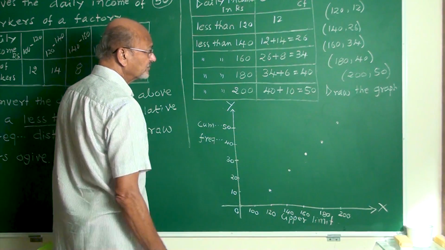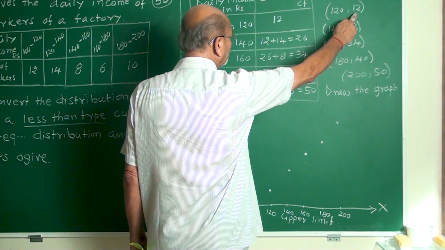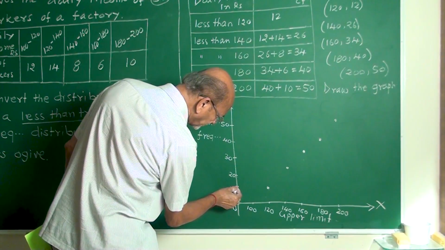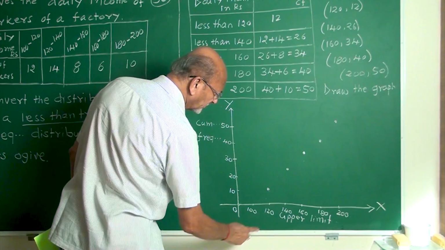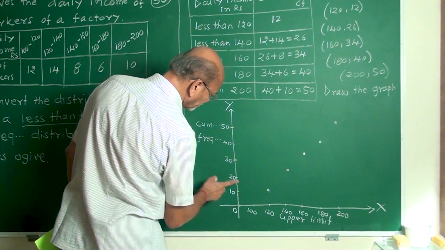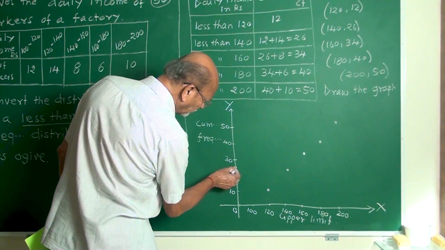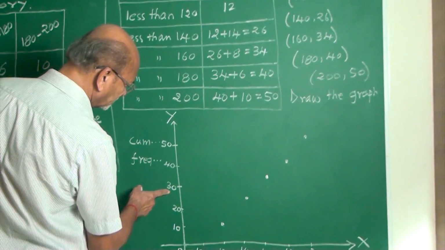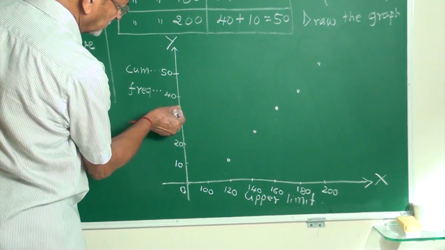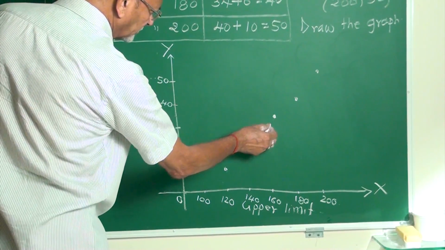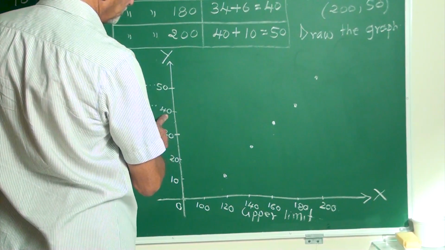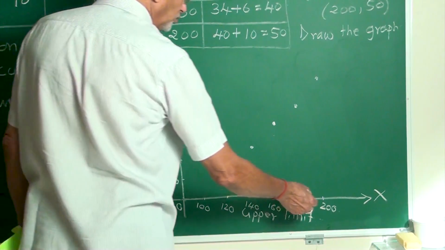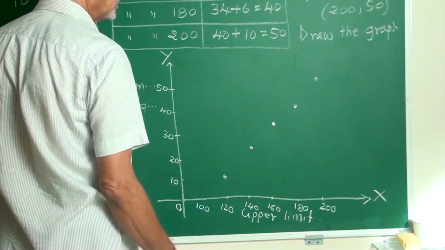This is along the x-axis. What is the first point? 120, 12. 12 means just above 10. First point. 140 with 26, just above 25. Second. 160 with 34, a little less than 35. Then 180 with 40. This is 40, this is 180. 200 with 50. This is 200 with 50.